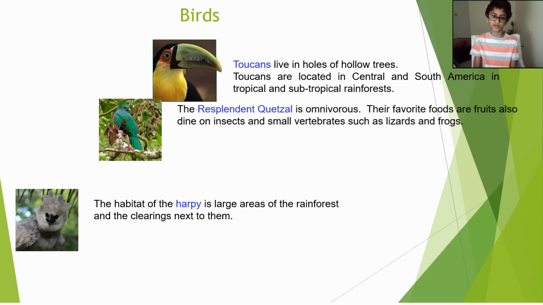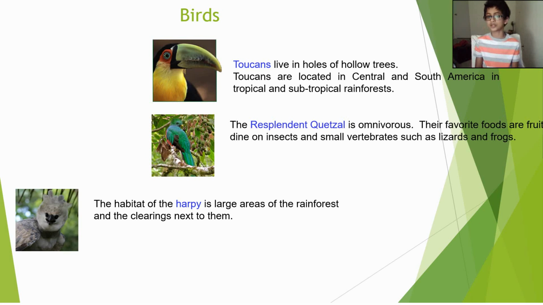Next is the resplendent quetzal. This isn't very famous, but it's a cute bird. It is omnivorous, which means they eat fruit and they dine on small meat creatures like lizards, frogs, insects, and small snakes, probably, or caterpillars.